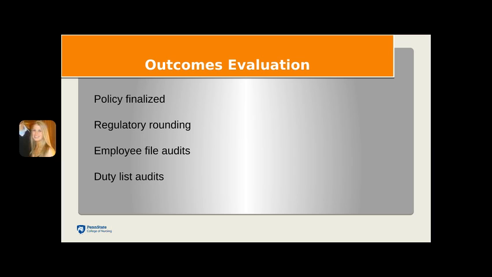Scheduled and unscheduled rounding will take place to assess compliance moving forward. Quarterly file audits will be completed to assess competency state and sign-off compliance for all employees performing OR and procedural area cleaning. Audits of duty list form completion will occur monthly for 3 months, and then quarterly audits will take place.